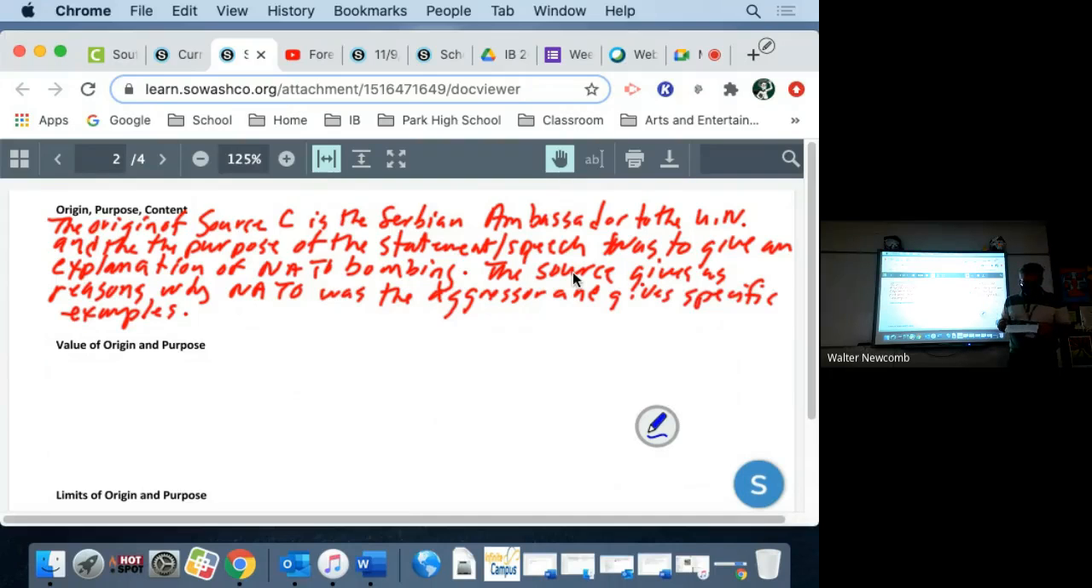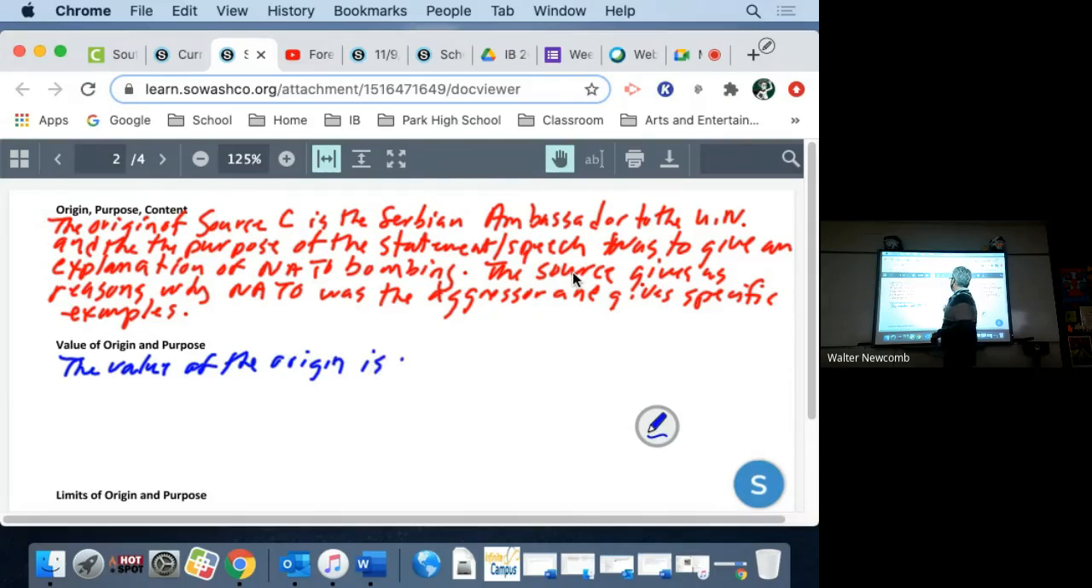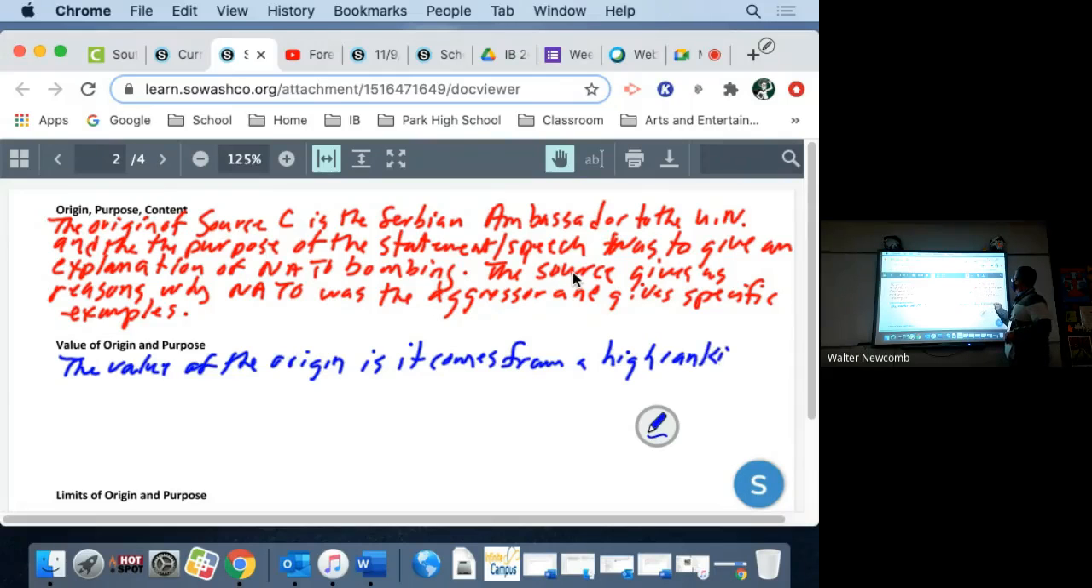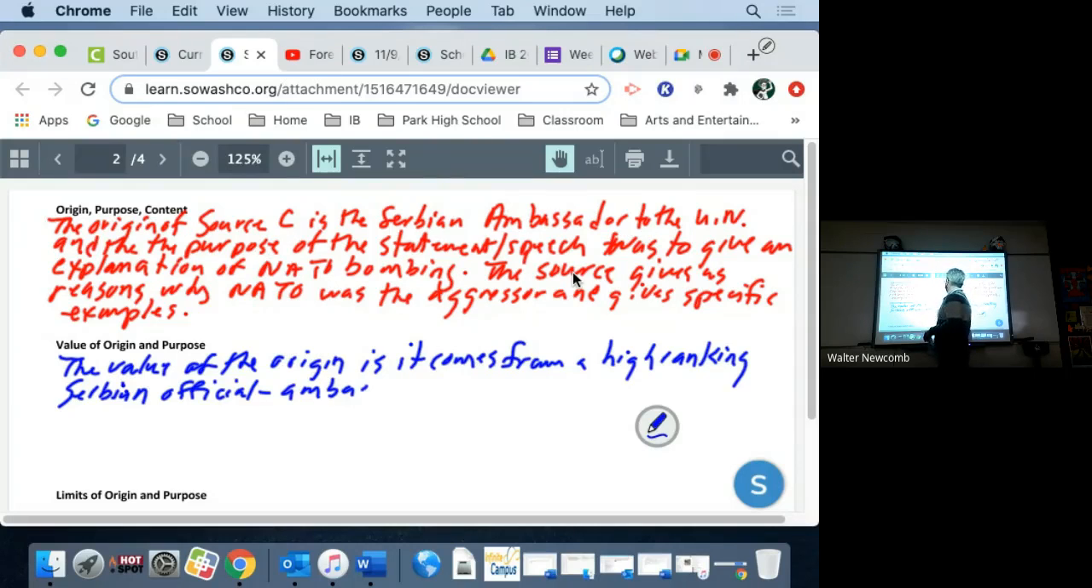Okay, so when we look at the value, what you said, you could break up into a couple of statements. One of them is the value of the origin: it comes from a high-ranking Serbian official, which is an ambassador. That gives it a little teeth because it's not coming from some random person in the government. It's a high-ranking official. Agree or disagree with the ambassadors and all that, they are high-ranking officials.